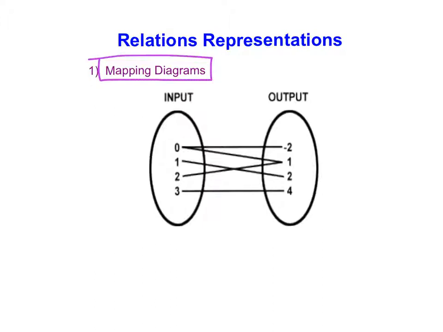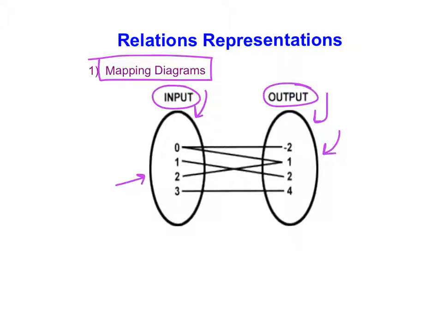So when you have a mapping diagram, you have 2 ovals. You can see you have your inputs oval and your outputs oval. And what you do is you put all of your inputs and all of your outputs in. Notice I didn't repeat any numbers here, but I put all possible inputs in my input oval, all possible outputs in my output oval, and then all I do is map them.